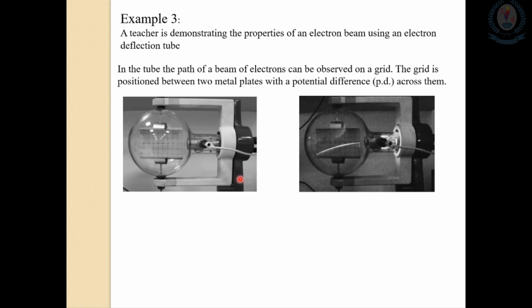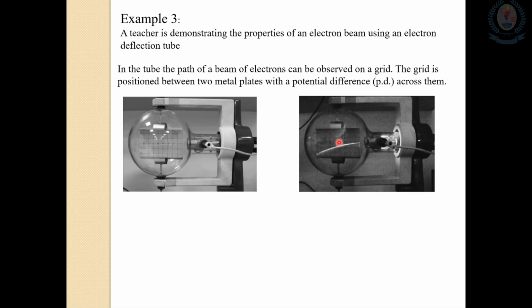Example 3. A teacher is demonstrating the properties of an electron beam using an electron deflection tube. This is the electron deflection tube. You may be familiar or not familiar, don't worry, you can understand what it is. In the tube, now this is the description: the path of a beam of electrons can be observed on a grid. Here it's not there, but here it is observed. Now the electron beam is entering and you can see the deflection.